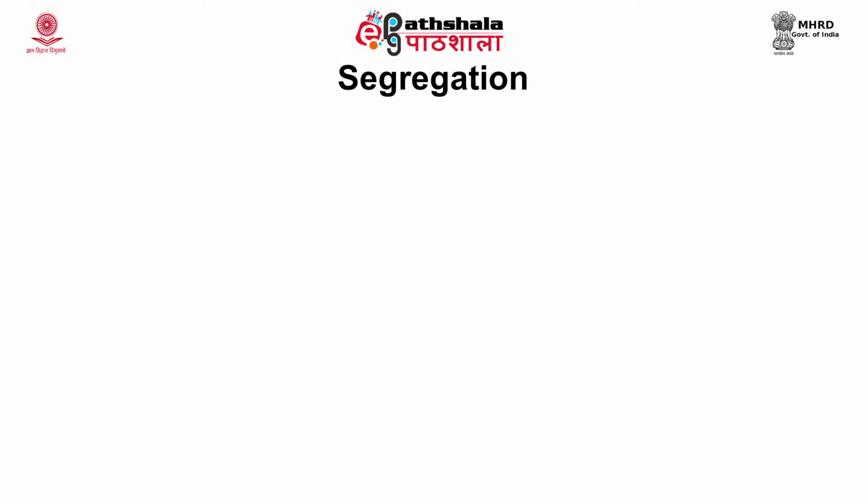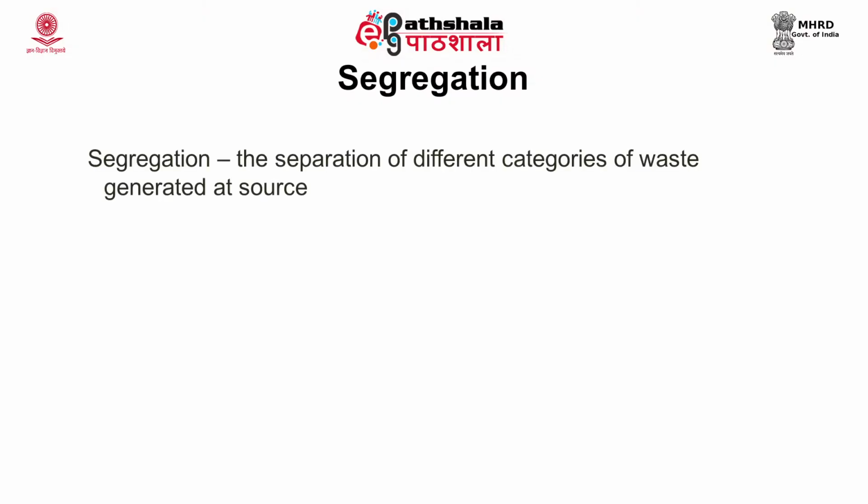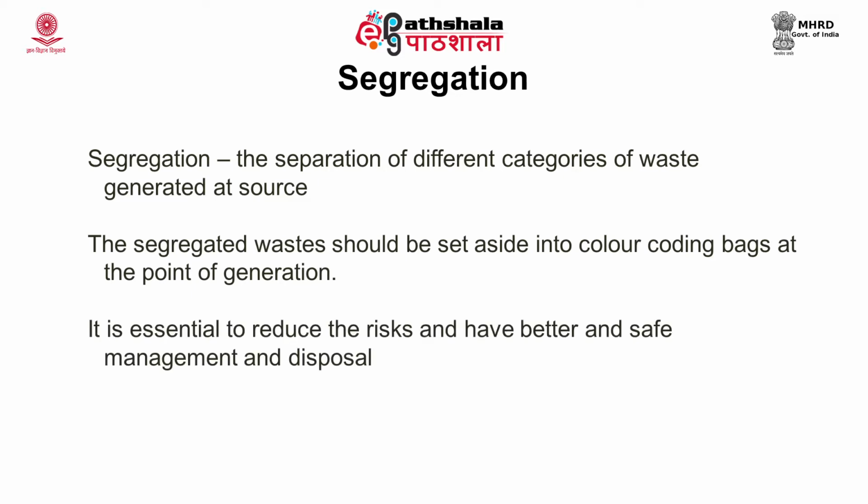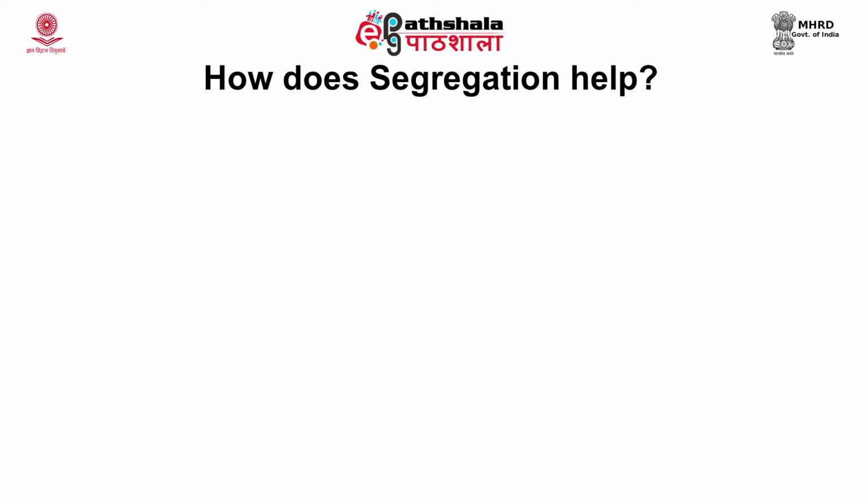As I told you, biomedical waste management includes 4 steps, out of which the first step is segregation. Segregation is nothing but simple separation of waste into different categories. According to the categories, they are segregated and dumped into different bags which are color coded. Now, how does segregation help? How does it play a role in proper and safe disposal of biomedical waste?